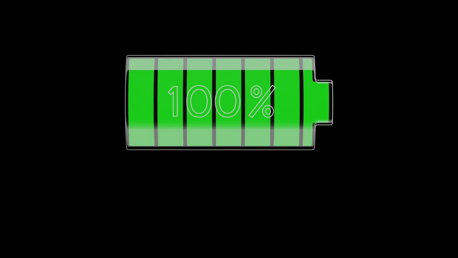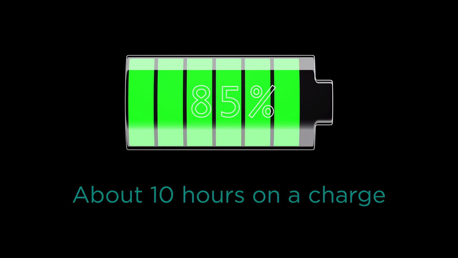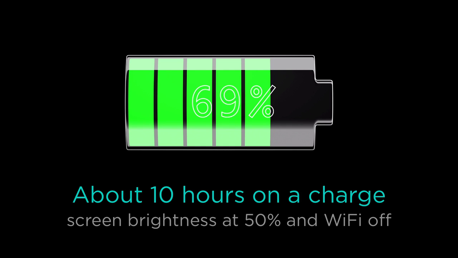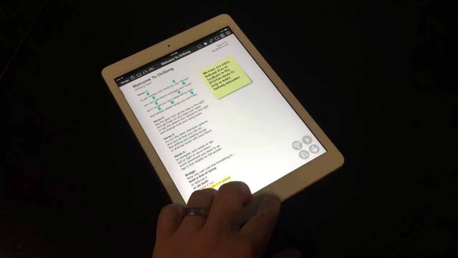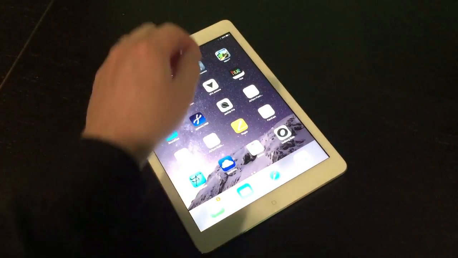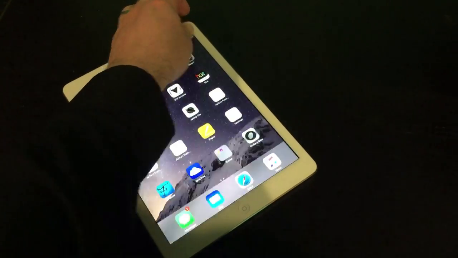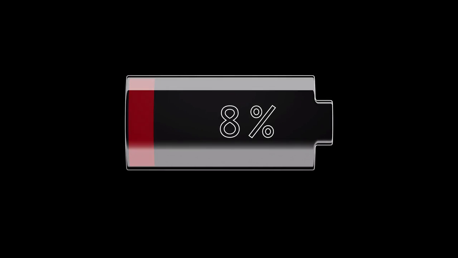Now, OnSong is pretty efficient and can run for about 10 hours or more with the screen brightness set to 50% and Wi-Fi turned off. But if you don't go back to the home screen or turn off the screen after using OnSong and put it in your gig bag, it can deplete your battery pretty quickly.